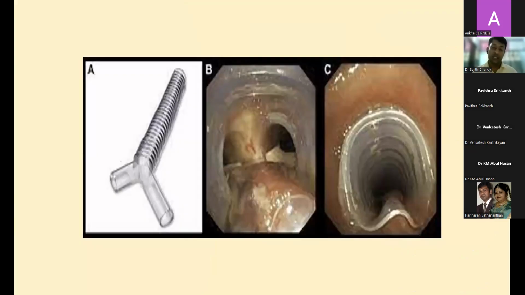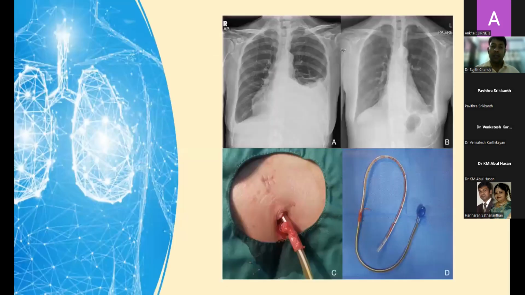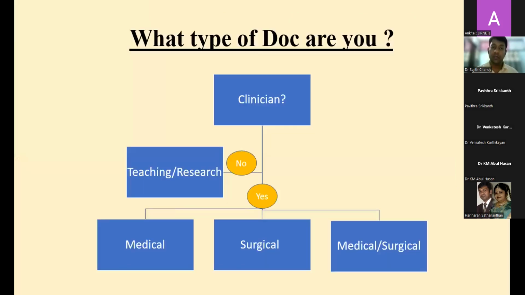So this is a Y stent. The B diagram is the distal end, and C is the proximal end of the Y stent. And here you can see a patient who had left-sided effusion with the indwelling pleural catheter, IPC. There is significant resolution of the left-sided pleural effusion.